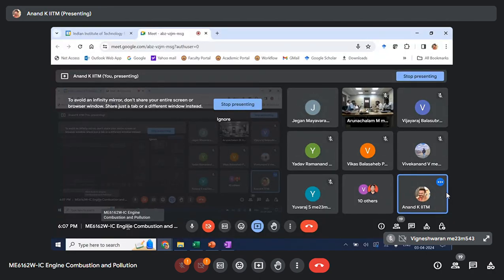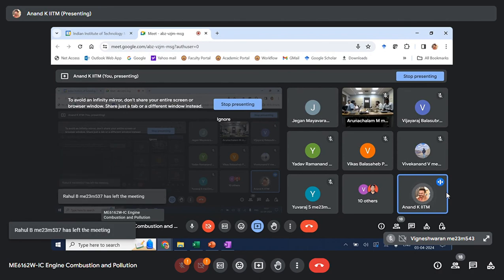Same as what we discussed. Compression TDC is the reference. So you are starting with 0 when the piston is at TDC, right? Compression TDC. Yes, sir. That is fine. When the piston is at TDC, compression TDC, you are taking that angle as 0 degree, right? Correct, sir, as a reference point.